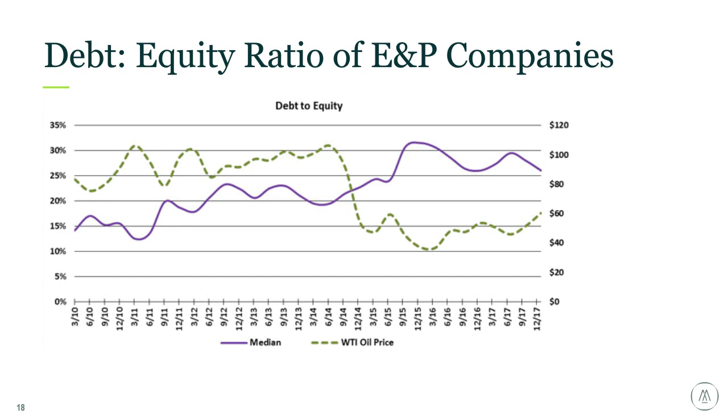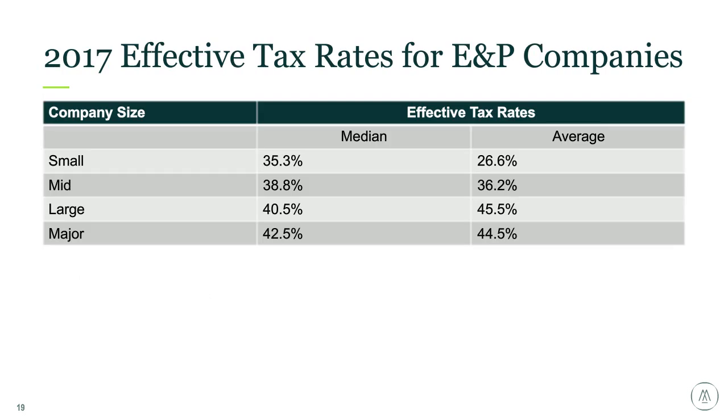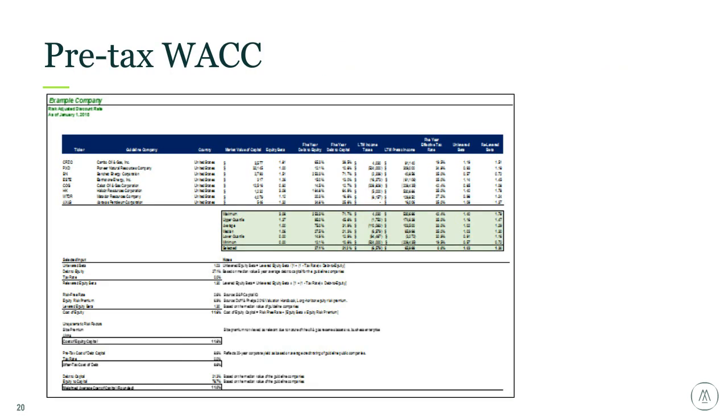Okay, just quickly, 2017 effective tax rates for E&P companies. You can see small, which are less than $500 million, and these again are all publicly traded. The average was about 26%, and the major companies at over 40%, and large companies over 40% for their effective tax rates last year. That's changing.